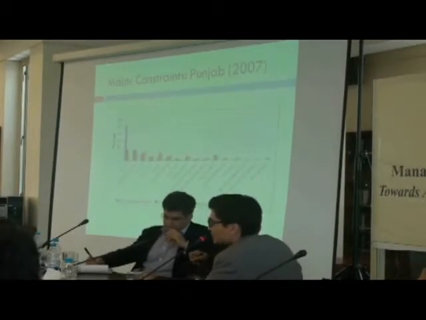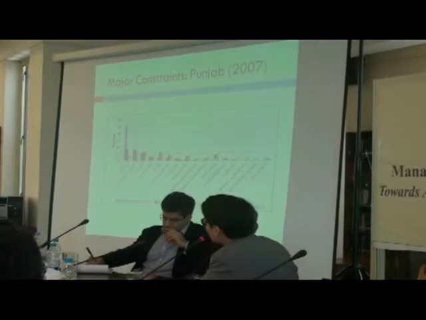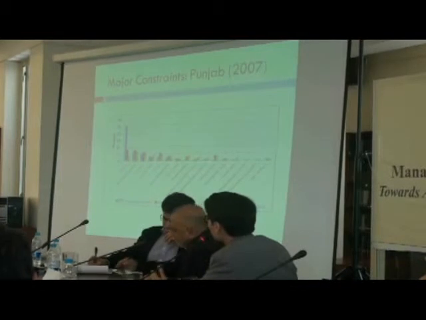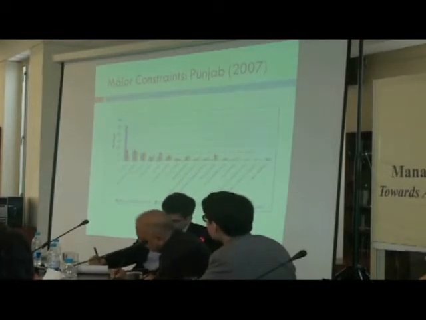Now this is the Punjab 2007 ranking of constraints. As I said, electricity takes the lead, followed by macroeconomic instability, corruption, access to finance, tax rates, and so on.